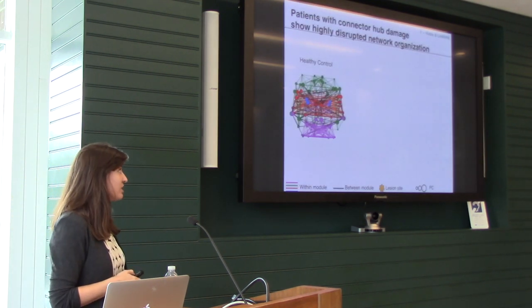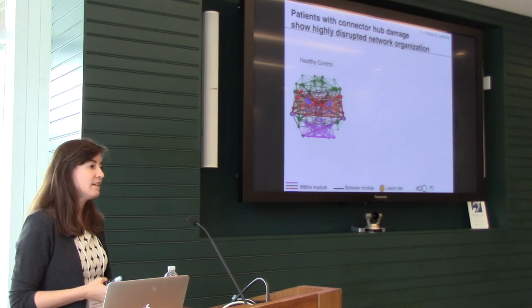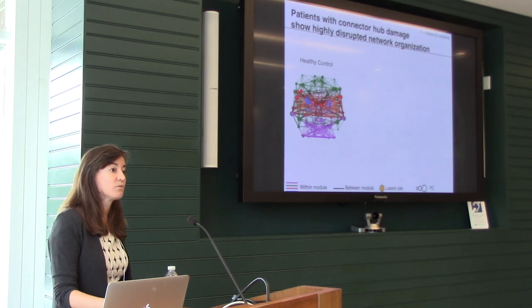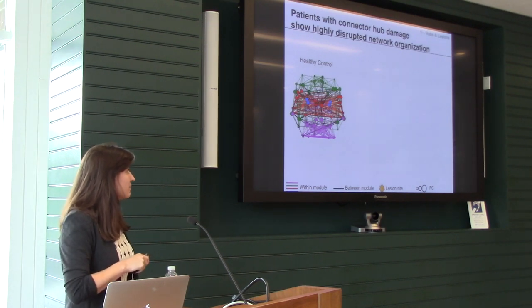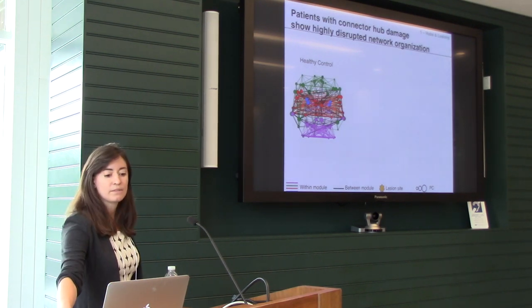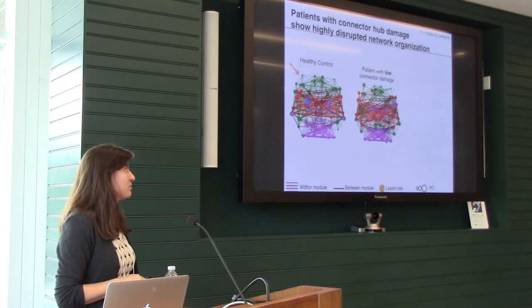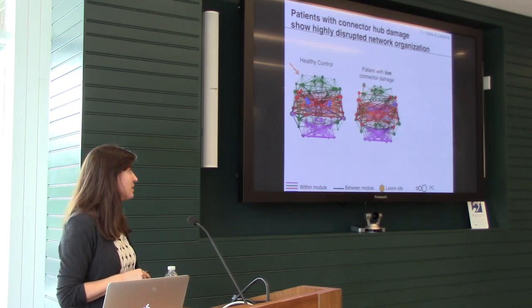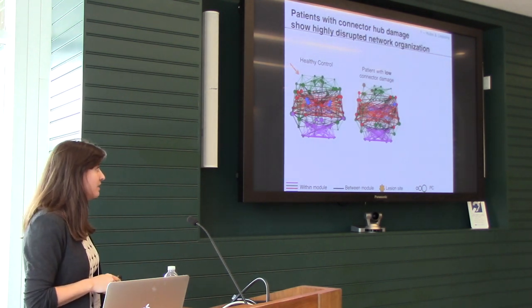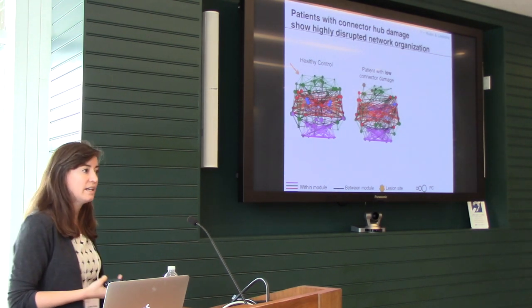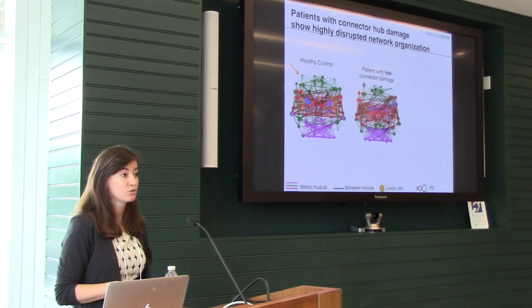And so I'm going to just cut to the chase and say that what we found is that lesions to those connector hub regions are the ones that really seem to affect network organization. So here's the graph again from the healthy controls that I showed you earlier. Here's a graph from a patient with low amounts of damage to a connector hub. So the actual site of damage is shown with a star here. And what you can see is that their network structure looks fairly intact. In fact, it looks very similar to that of the healthy control brain.